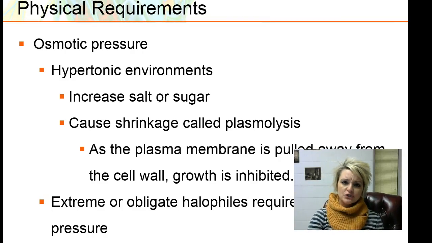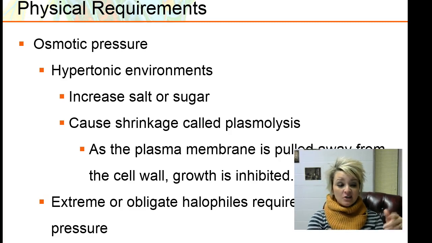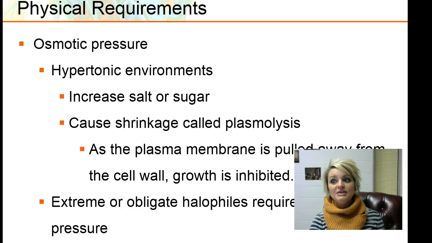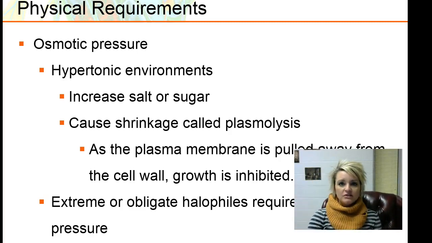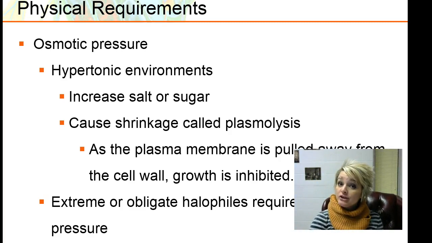We also need to make sure that the environment surrounding the microbe has enough pressure and that it's not too much salt or too much sugar. A little bit of salt goes a long way, right? Have you ever been cooking and maybe you're not paying attention, or maybe you don't know exactly how much salt to put in? You kind of shake a little bit of salt in there and you get too much and you know it. And it doesn't take a lot to overdo it. So a little bit of salt goes a very, very long way.